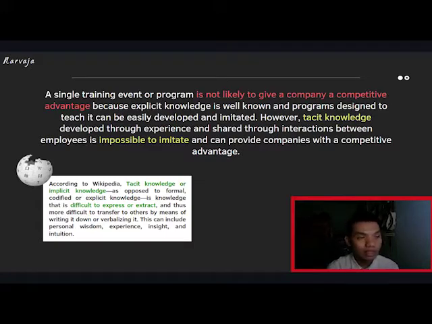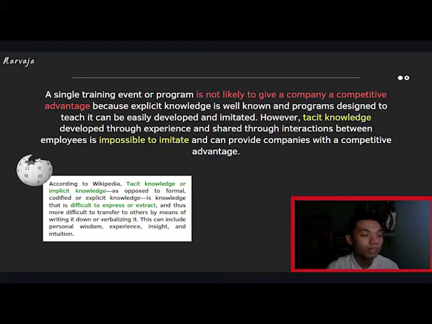So as the passage said, a one-time training event or program does not make any difference, due to the fact that explicit knowledge, or what you can call textbook knowledge, can be easily taught, thus making a regimen to teach it easy to develop also. So what does the second passage say? However, tacit knowledge developed through experience and shared through interaction between employees is impossible to imitate and can provide companies with competitive advantage. But first, what is the meaning of tacit knowledge?